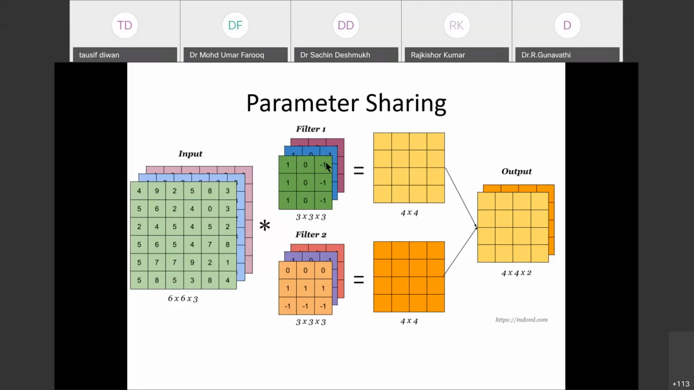So the first weight matrix gets multiplied with the first channel. The second weight matrix gets multiplied with the second channel. The third weight matrix gets multiplied with the third channel of the input. Finally, total how many entries are there? Total 27 entries are there. If you perform multiplication between 1 and 4, 1 entry. If you perform multiplication between 0 and 9, second entry.